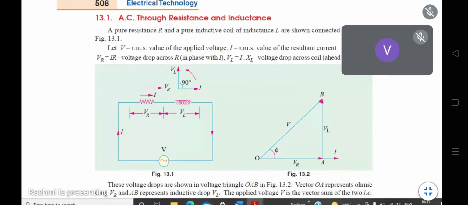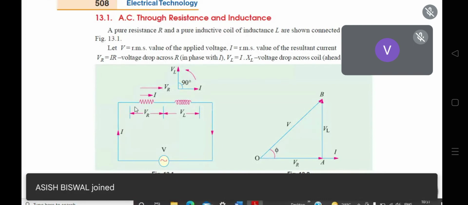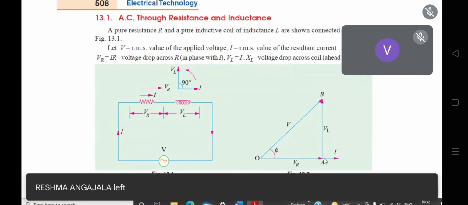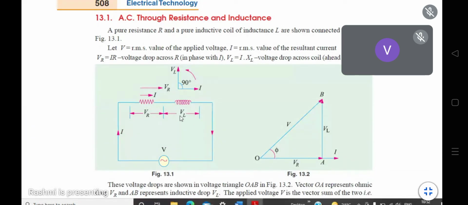From the individual elements we can see the current flowing through the resistance is in phase with the voltage. That means if current I is flowing, then voltage VR is in the same phase with the current, and VL is 90 degrees leading to the current. If you draw the phasor for the voltages, since the current is the same for both, we can take it as reference. VR is in the same direction as the current. VL is 90 degrees leading to this current direction, so it is in this direction. So this is VR and this is VL.